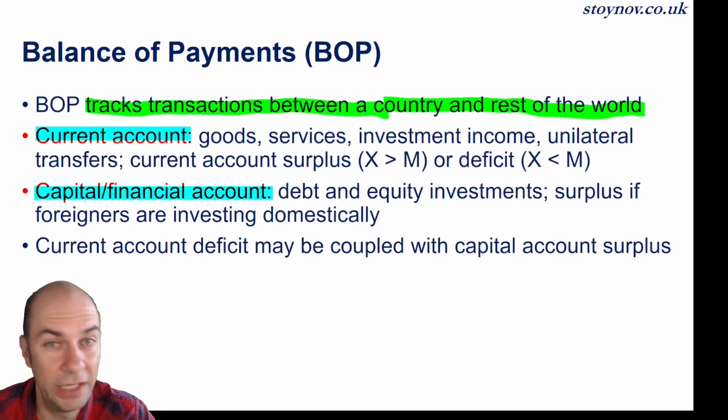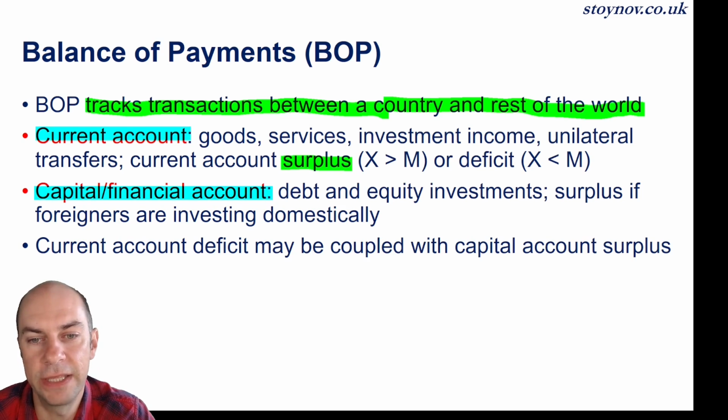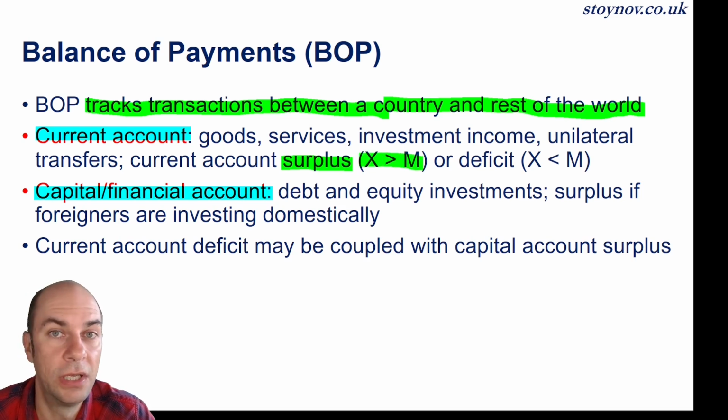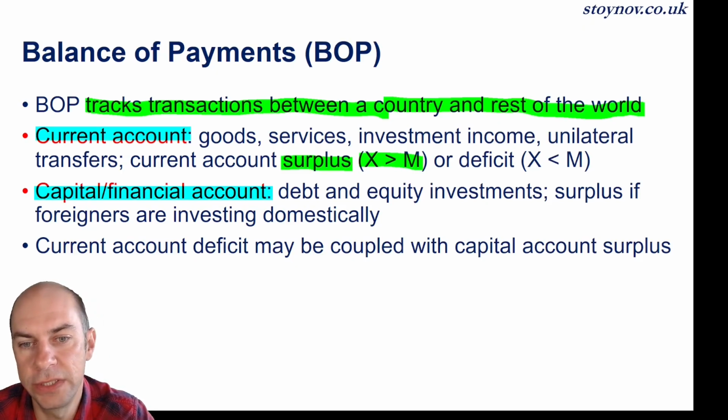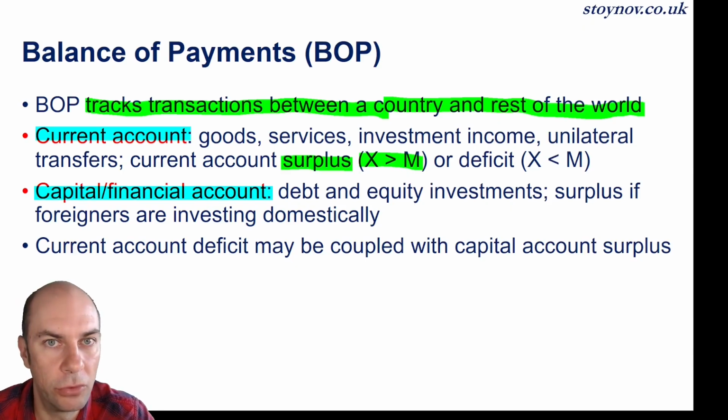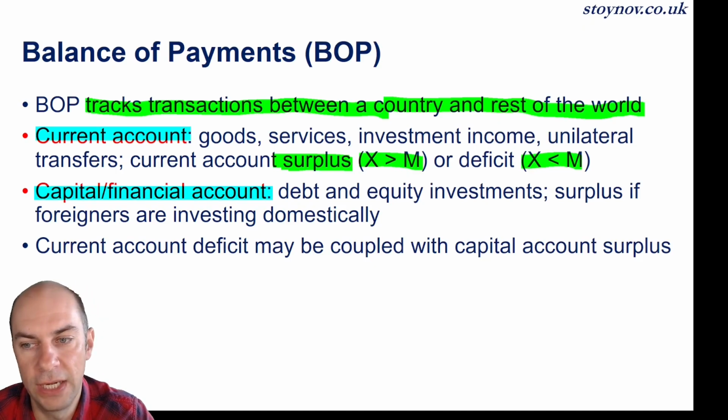Now, you need to be comfortable with two words. Surplus roughly means that my exports exceed my imports, so I've got a positive net export. I'm exporting more to foreigners than importing from foreigners, so that gives me a surplus in the current account. And a deficit would be the opposite: I would be importing from foreigners more than I am exporting to them. So that is the current account definition.